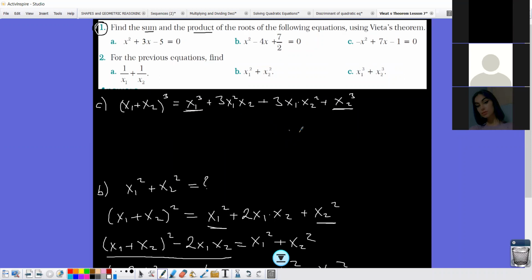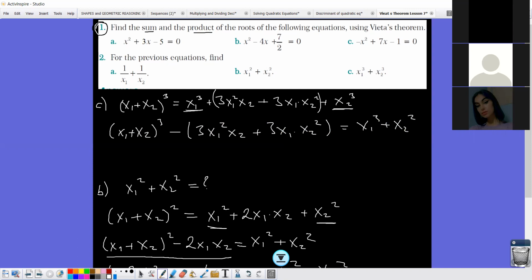3x1 squared x2 and 3x1 x2 squared, take these two to the other side. But we need x1 cubed plus x2 cubed. So x1 plus x2 cubed minus 3x1 squared x2 plus 3x1 times x2 squared is equal to x1 cubed plus x2 cubed. It's okay till here? Yes. Teacher, can we put the 3 in front and collect the others?